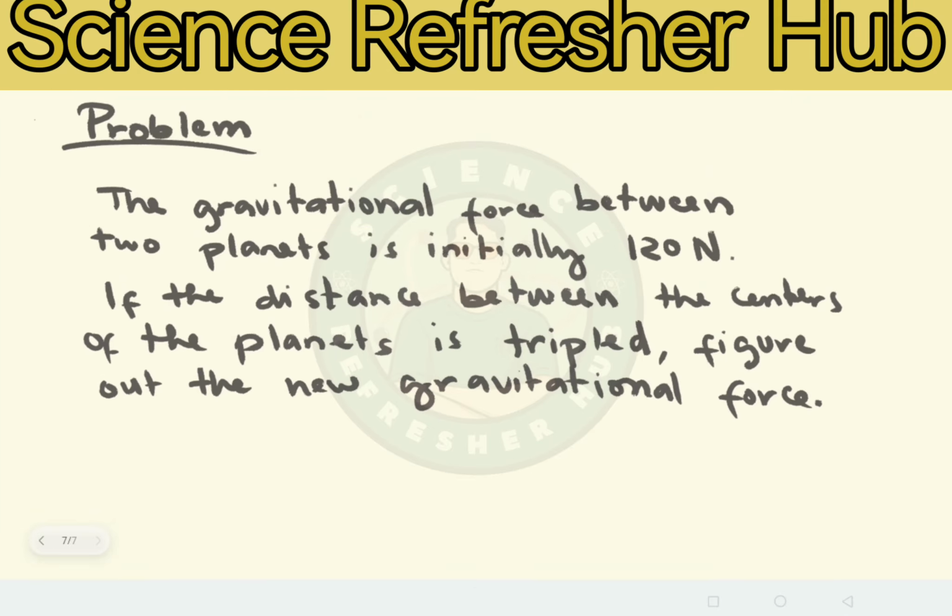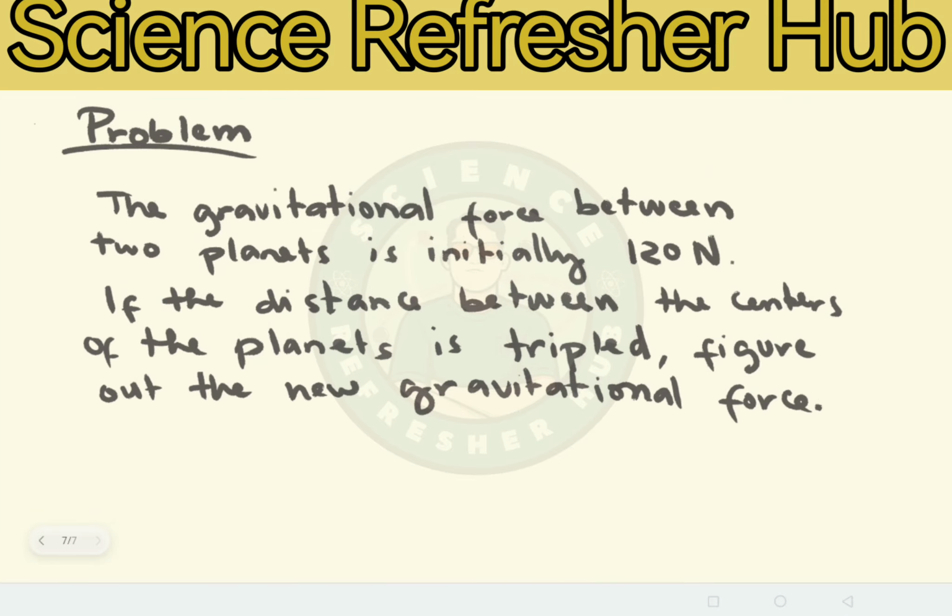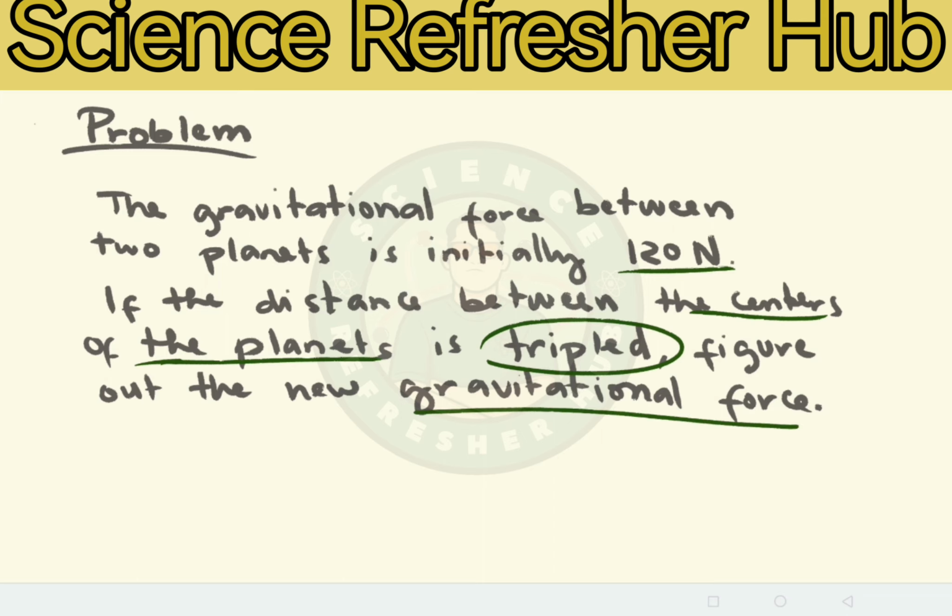So let's have a problem here. The gravitational force between two planets is initially 120. That's the initial, or we can say that's the old, because we are going to find out what will be the new gravitational force in this problem. If the distance between the centers of the planets, they never put the masses here, so we will do the shortcut thing, is being tripled. As we all know, if it is being tripled, our force factor will become 1/9. So let's figure out the new gravitational force.